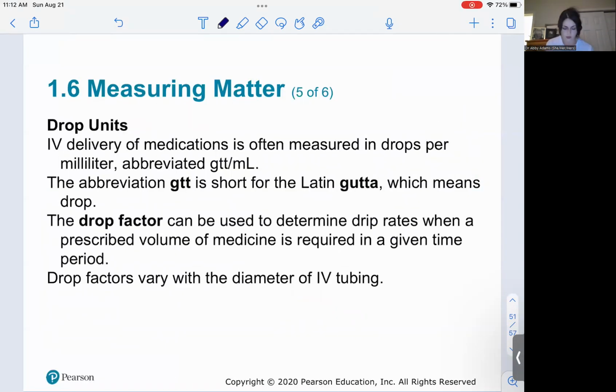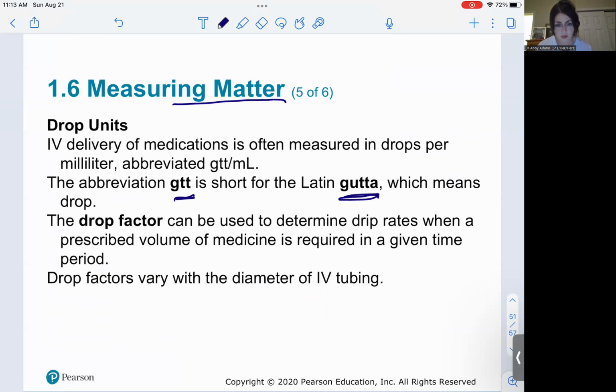Another common measurement of matter that you're going to be dealing with as a nurse is drop units. You'll have a patient in the hospital who might need IV delivery of potassium, for example. This is often measured in drops per milliliter, abbreviated GTT/ml. Why is it not DR per ml? That's because GTT is short for the Latin gutta, and I may be saying that incorrectly, but it means a drop. So in English, the drop factor is used to determine the drip rates.